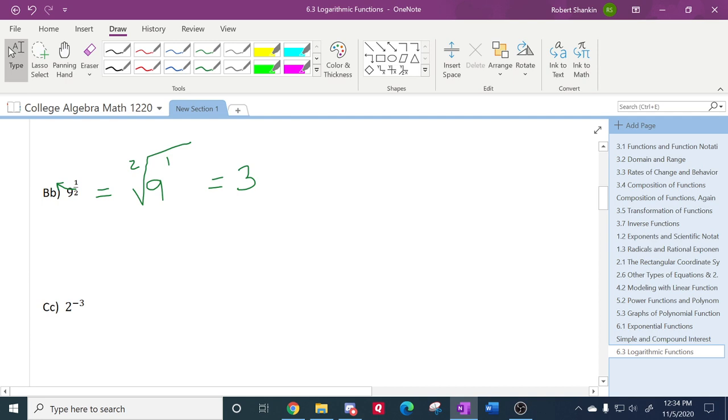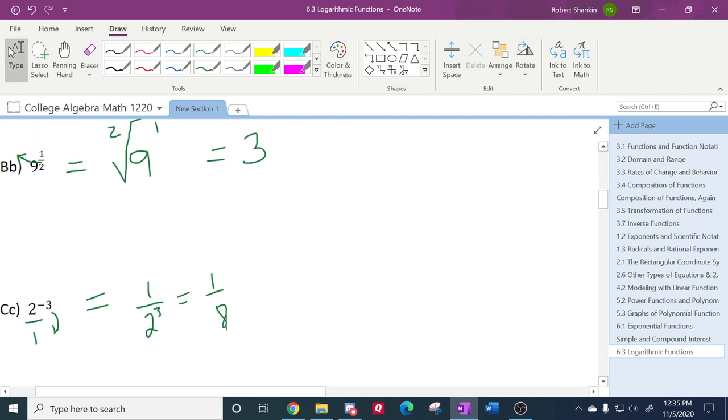And then do part C. Okay, this one is a negative exponent. A negative exponent does not give you a negative result. It's not going to be -8. As we mentioned before, it's like repeated division rather than repeated multiplication. It's like dividing by 2, 3 times. Gives you 1/8.